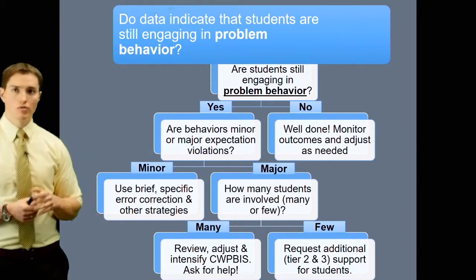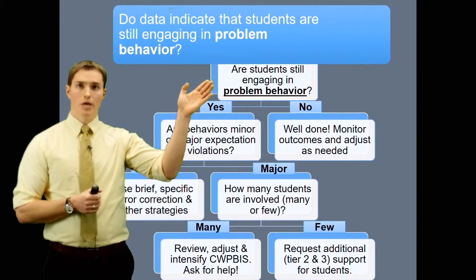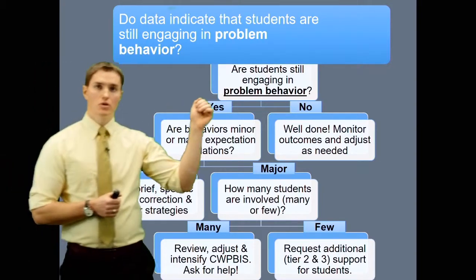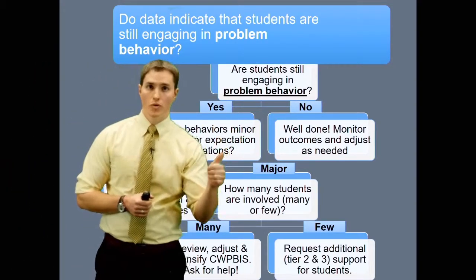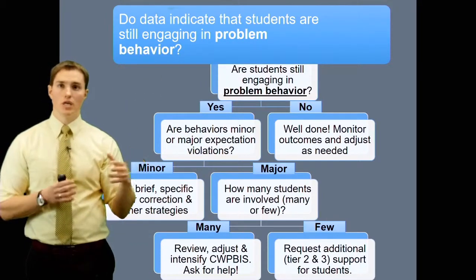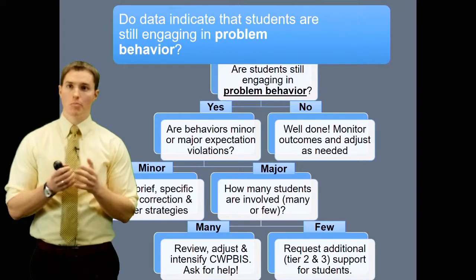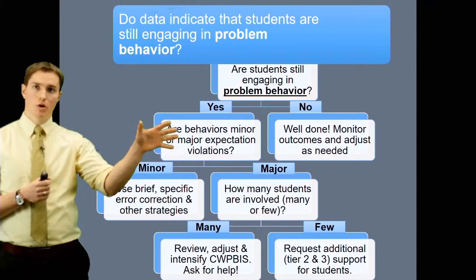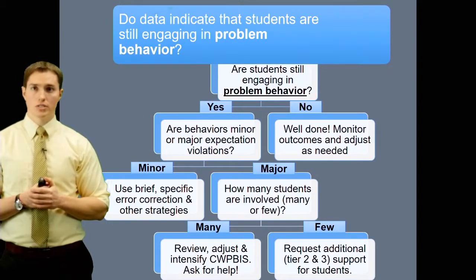As a review, you've likely seen this flowchart before as well. If the students are still engaging in problem behavior, you're going to want to ask yourself if those behaviors are minor or major. If students are not engaging in problem behaviors, success, and it should be celebrated. You're doing a great job. You should continue to monitor the outcomes in your classroom. For our conversations here, as we continue to have a conversation about scaling up our behavioral support for at-risk and high-risk learners, we're going to be talking about this part of the flowchart. Are behaviors minor or major expectation violations in nature?